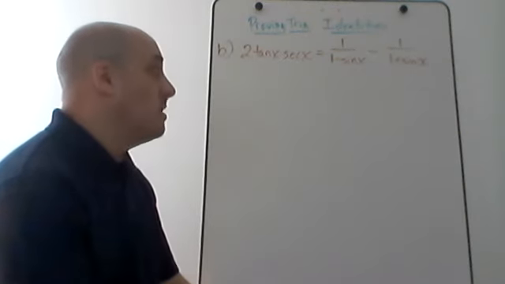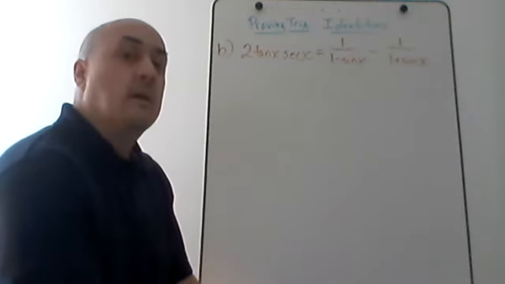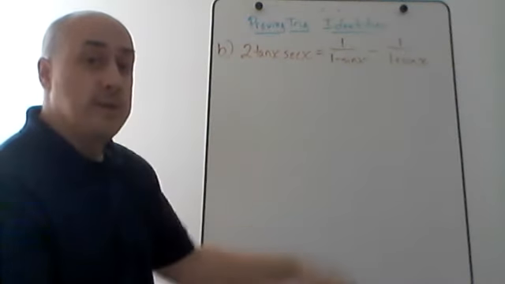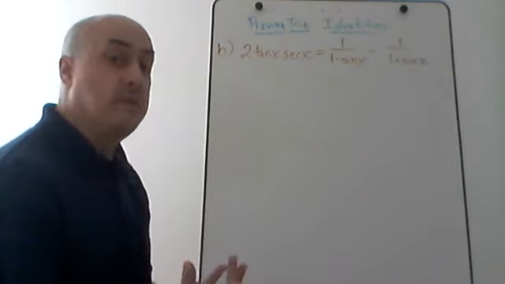Next example, we've got 2 tangent of x times secant of x is equal to 1 over 1 minus sine of x minus 1 over 1 plus sine of x. All right, so again, this is an identity. This is true. These two things are equal to each other. We just have to show and prove that they are equal.